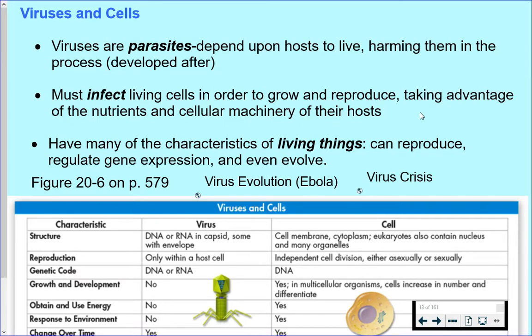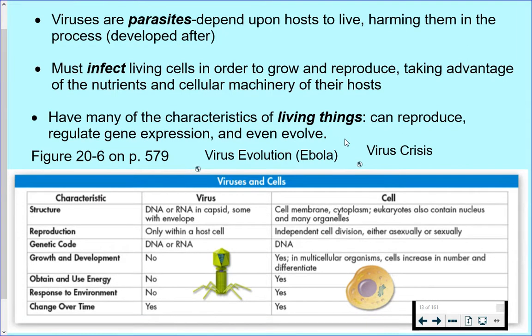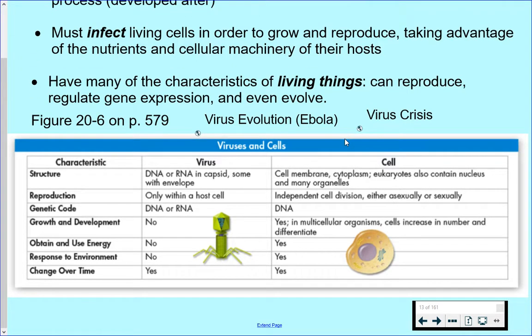Viruses, we said, cannot grow on their own. So they take advantage of the nutrients and the cellular machinery of their hosts. In this case, it could be plant cells, animal cells, or bacteria cells. And so viruses, even though they have many characteristics of living things, like they can reproduce, they have genes, they can evolve, they can't reproduce on their own. And so that's why we don't define viruses as living things.